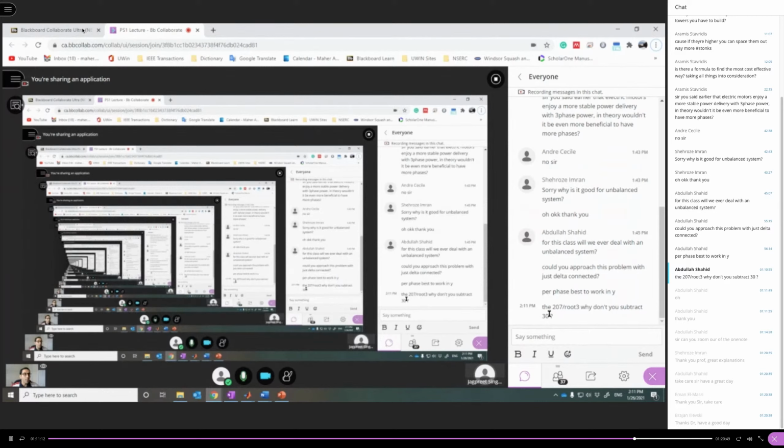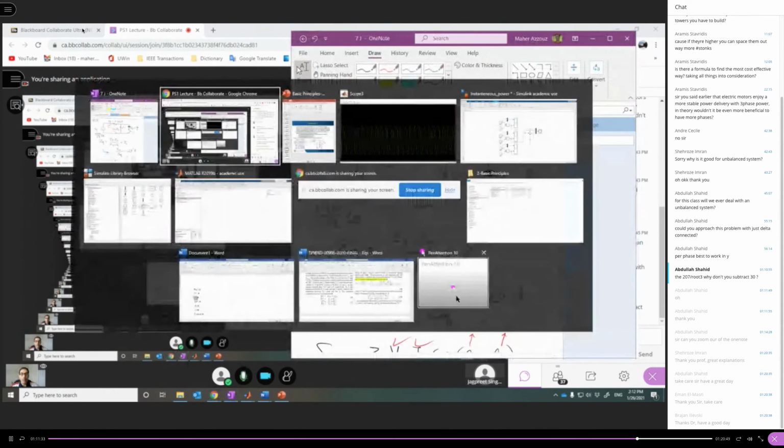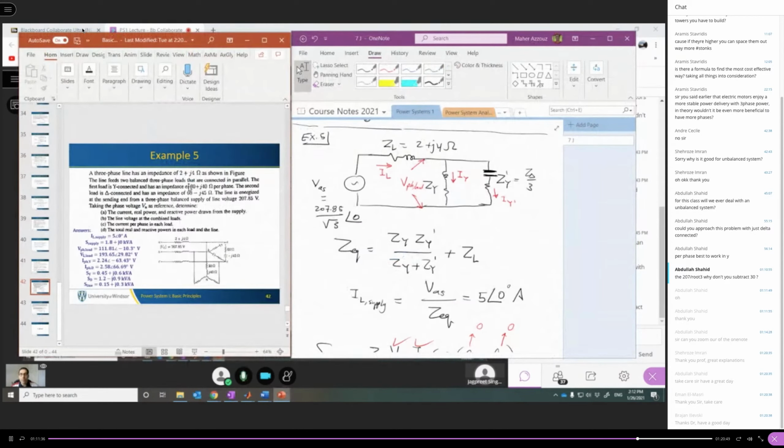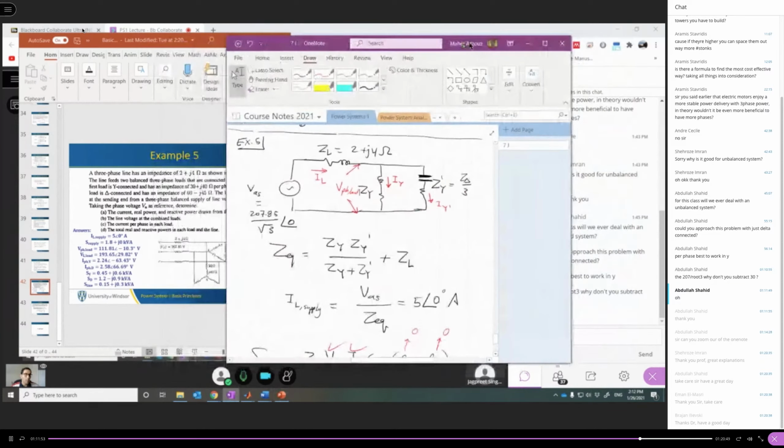Why don't we subtract 30? This is a good question. Look, in the given data, they didn't give us an angle for the line-to-line voltage. In the previous example, the angle of the line-to-line voltage was given, and it was 0. That is why we subtracted 30. But here, the angle is not given. We got only the magnitude of the line-to-line voltage, and it is mentioned to consider phase A as a reference. That is why we assume the angle to be 0 for phase A.